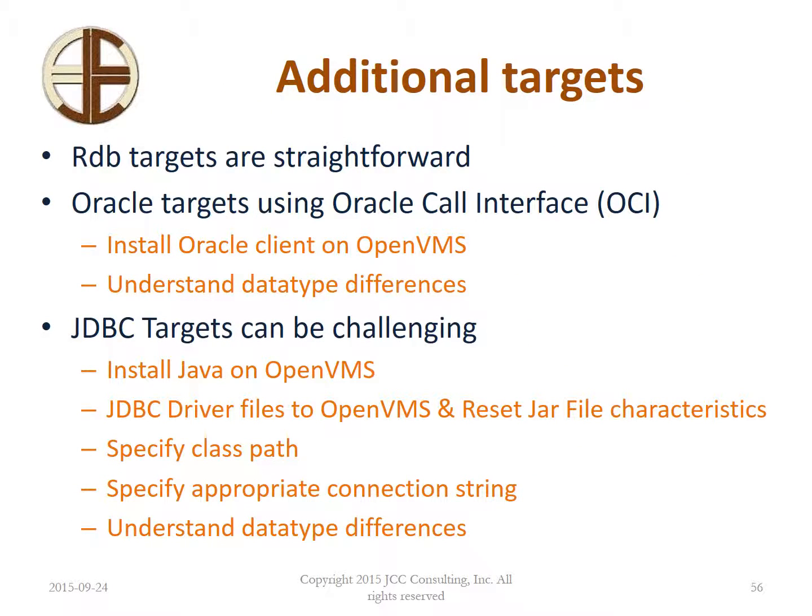RDB targets are very straightforward. Oracle targets require the Oracle call interface. One of the biggest challenges is getting the Oracle client installed on OpenVMS, and you have to understand the data type differences. With JDBC targets, it depends on the JDBC driver and what the target characteristics are. You have to capture the driver files and copy them to VMS, and reset the file characteristics. You have to specify the appropriate class path and the connection string, and you have to understand the data type differences. But it's quite possible to do this.